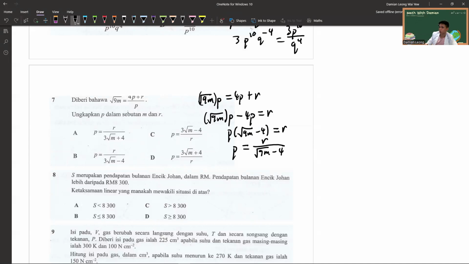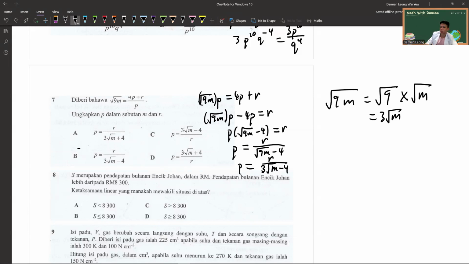So if you wonder why there is no such answer here, it's because square root of 9m is the same as square root of 9 times m. So I can separate out the 9 and the m. It's the same as square root of 9 times square root of m. Square root of 9 is just 3, so it's 3 square root of m. That's why p equals r over 3 square root of m minus 4, which is answer B.